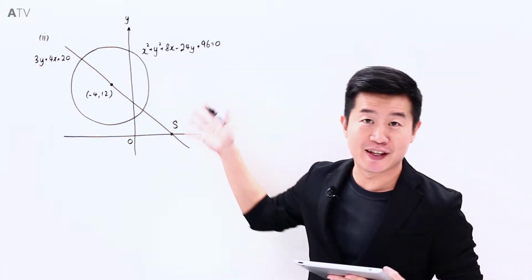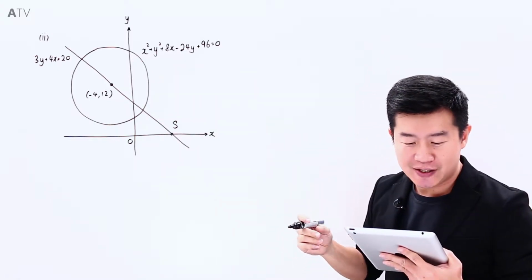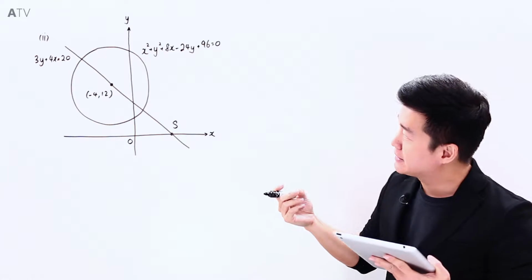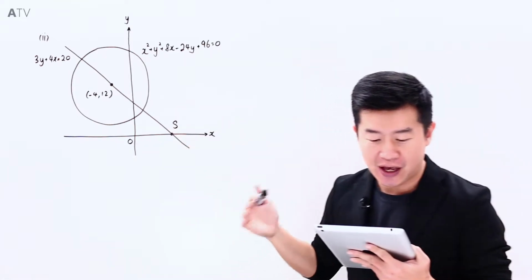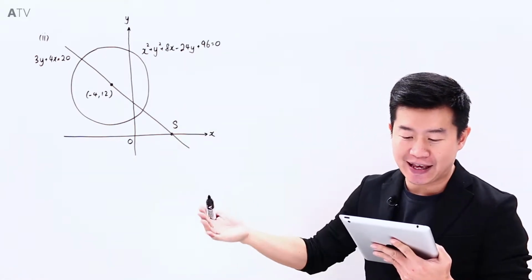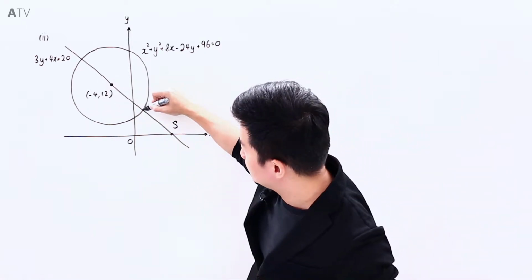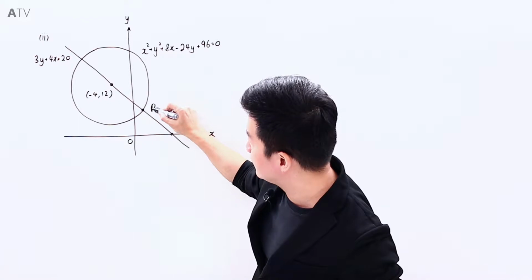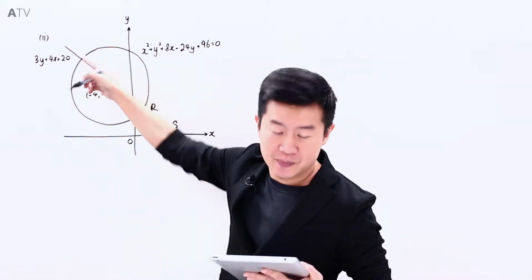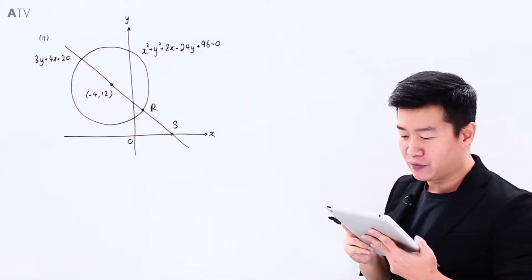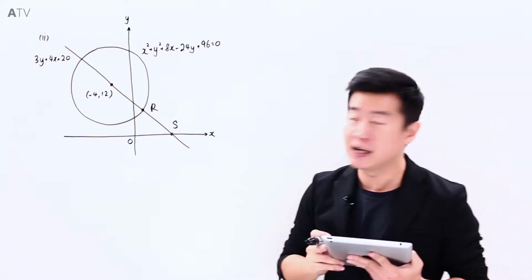We are now faced with a scenario like this, and the question says that R, which is the intersection between the normal and the curve, is a point that lies between S and the center of the circle. So between S and the center of the circle tells me that R is here rather than here. With this, I want to find the length of RS.